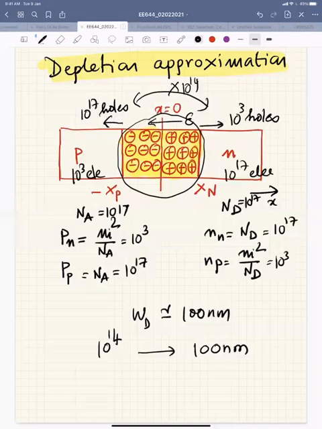What I'm telling is the electron and hole concentration. See, if you look at the depletion region, on the left hand side of the depletion region, I have 10 to 17 holes.